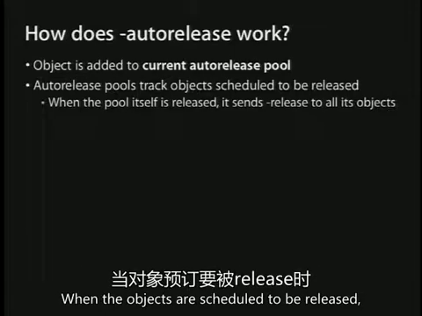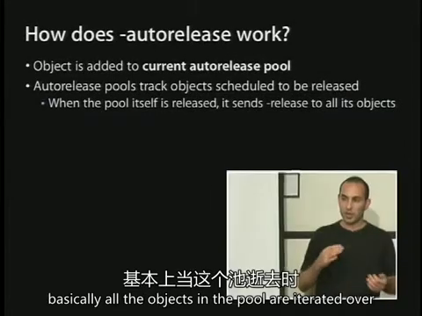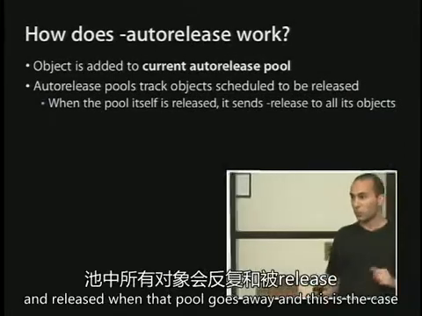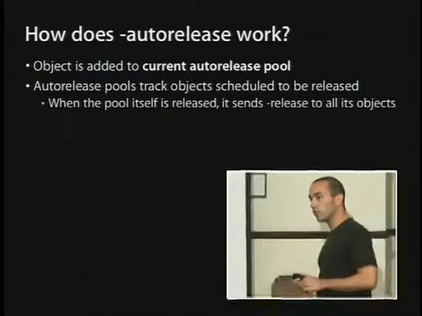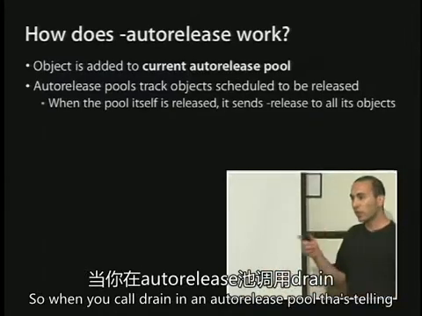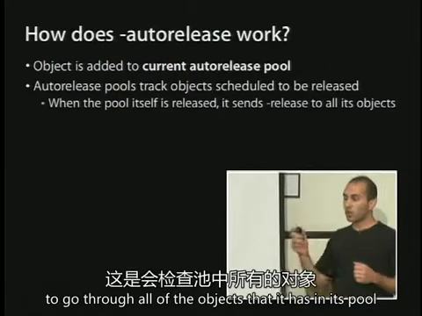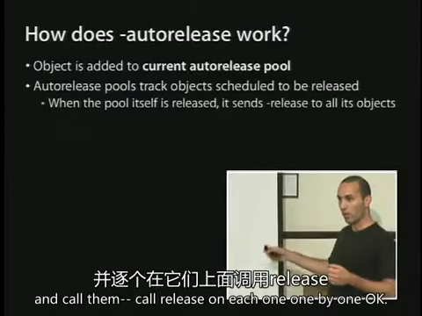When the objects are scheduled to be released, basically all the objects in the pool are iterated over and released when that pool goes away. And this is the case where you saw drain. So when you call drain on an auto-release pool, that's telling it to go through all of the objects that it has in its pool and call release on each one by one.